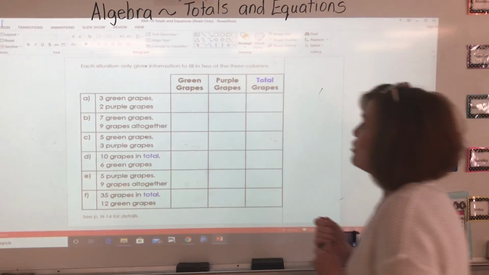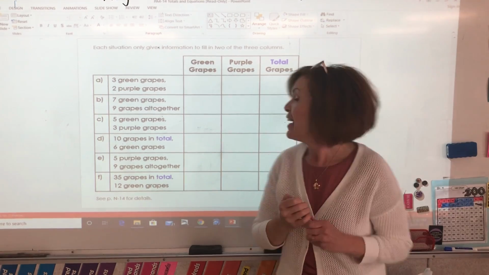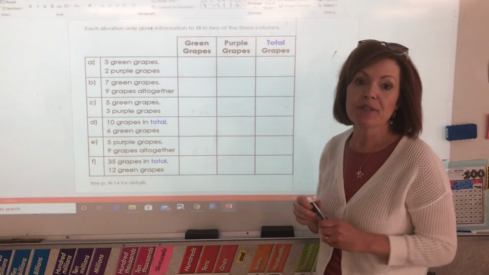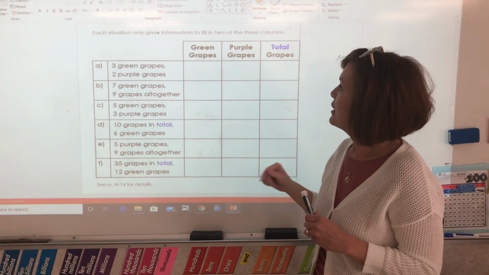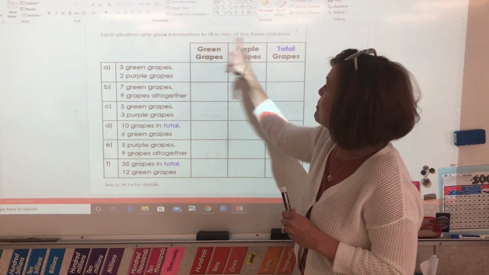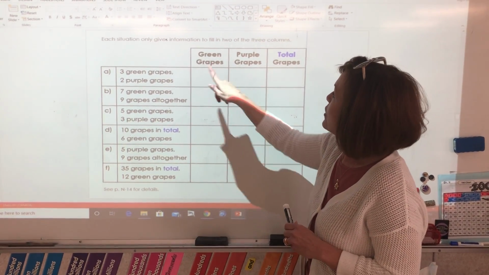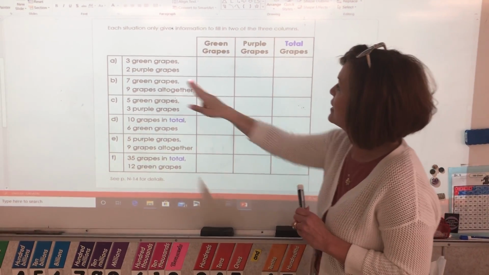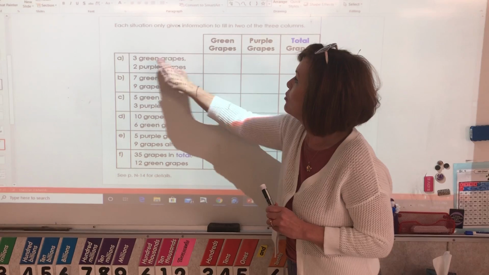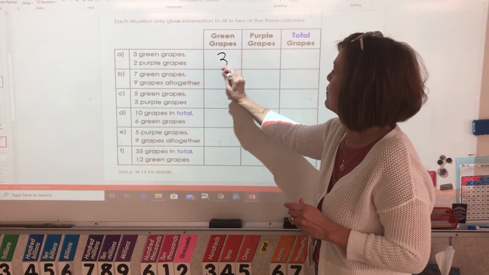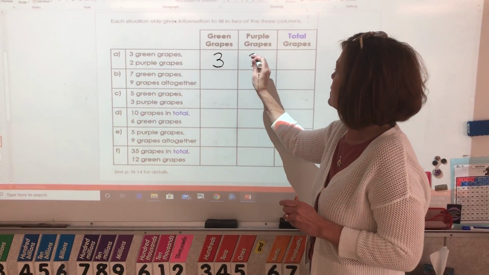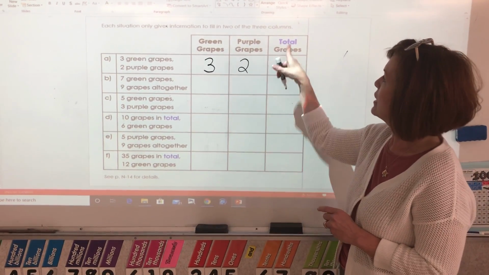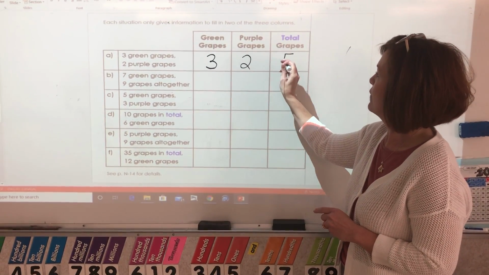Now, today you will see a chart in your workbook, and it looks similar to this. So they're going to use some examples about grapes. Here's what they're doing. In this, some of the information is missing. So you'll fill in 2 of the boxes and then find out the missing box. In this example A, I have 3 green grapes. Write it down. I have 2 purple grapes. So what am I missing? I'm missing the total. And to find the total, I simply add 3 plus 2 is 5.